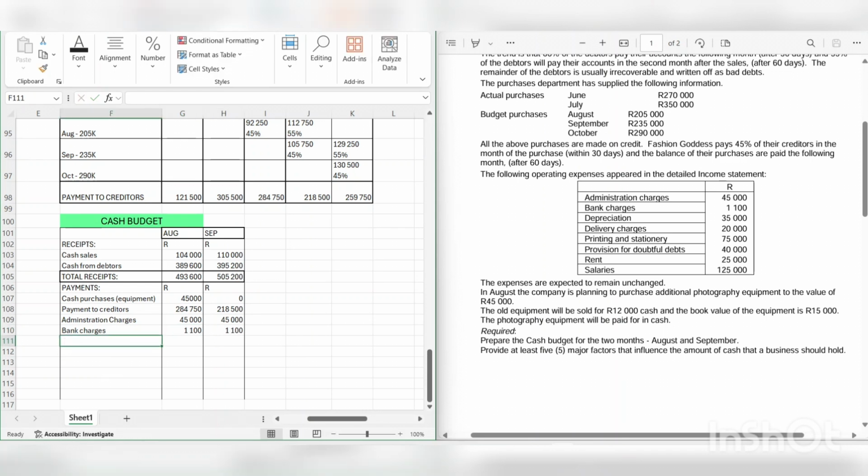Also, a quick note, remember depreciation is not a movement of cash. So although it says 35,000 Rand, don't enter that amount. Rather put it at 0 because it's not a transaction. Okay?